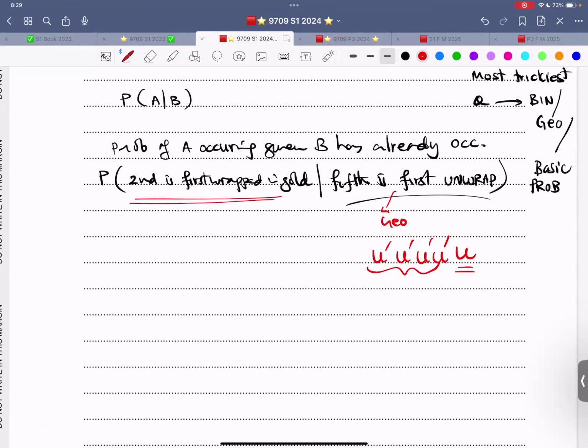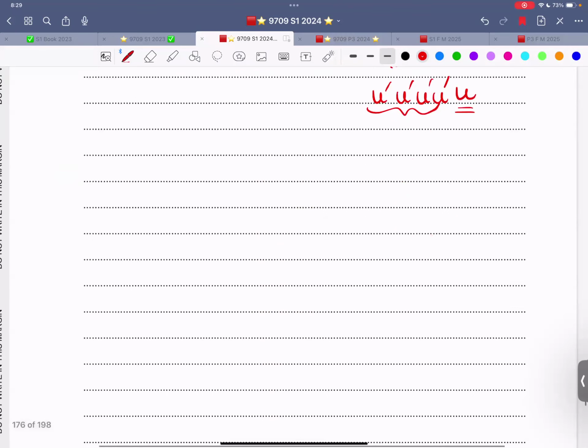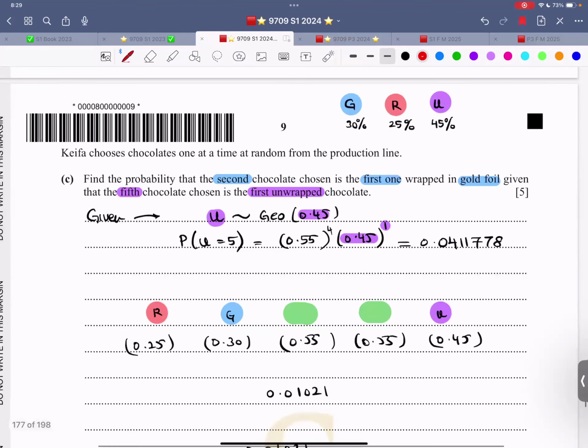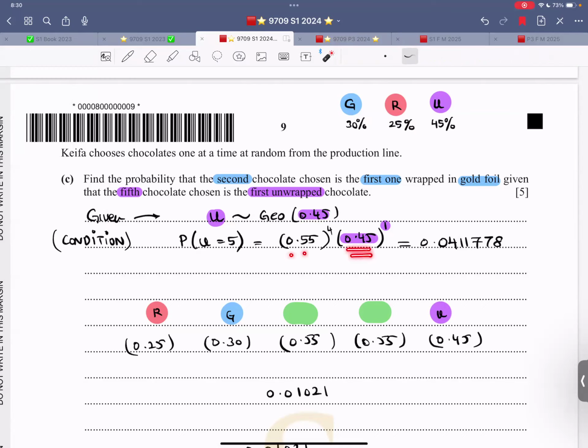What about this one? The second is the first wrapped in gold. So now the working is over here. This is gold, this is red, this is unwrapped. Given the condition, let me write over here, this given is the condition. And this is done using geometric, whether you mention it or not doesn't make a difference. So probability of success is 0.45, and before that, there are 4 failures. So this is gold plus red, appearing 4 times. And the last one is this thing. So I hope this is very clear. And I wrote down the answer over here.